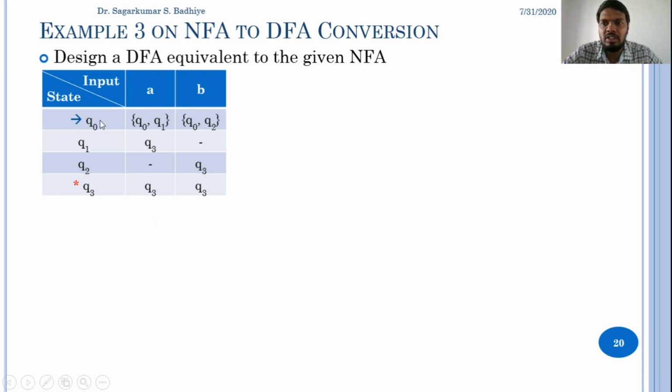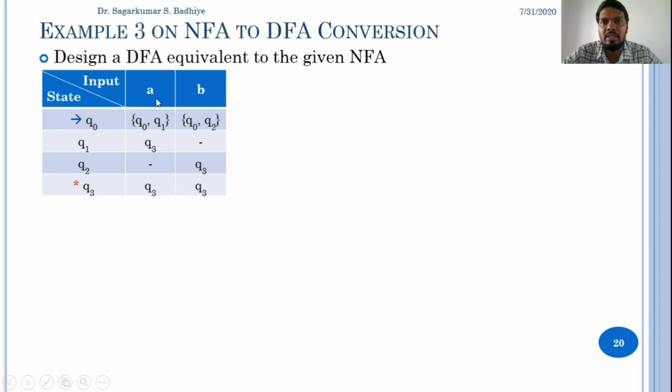So Q0 is the initial state and Q3 is the final state. Q0 on getting A as input transits either to Q0 or Q1, and Q0 on getting B as input transits either to Q0 or Q2. Q1 on getting A as input transits to Q3. Q1 on getting B as input, there is no transition.